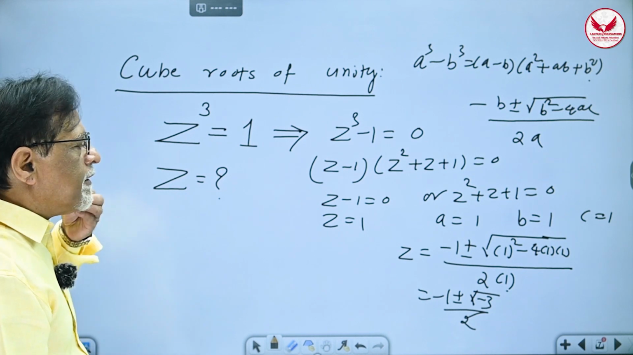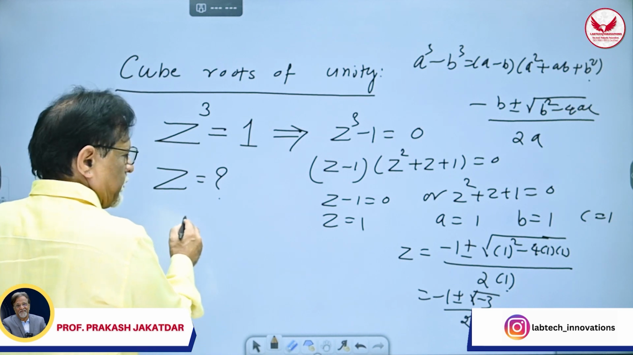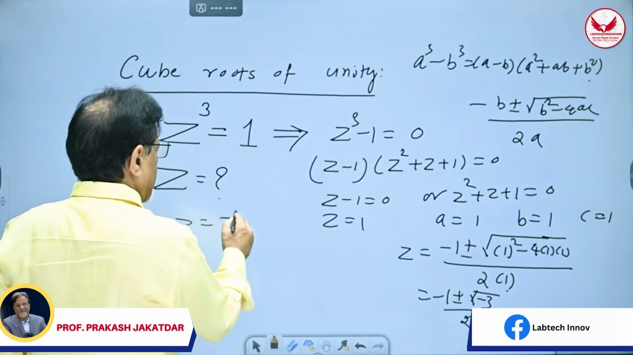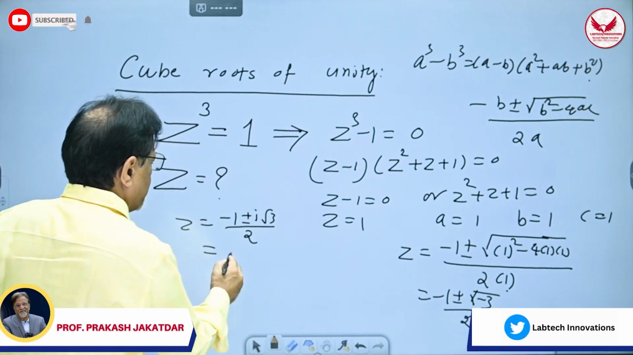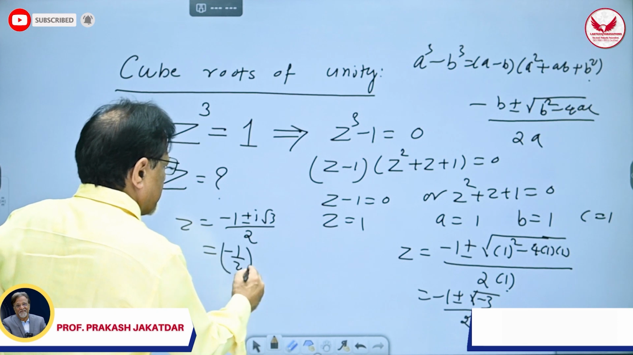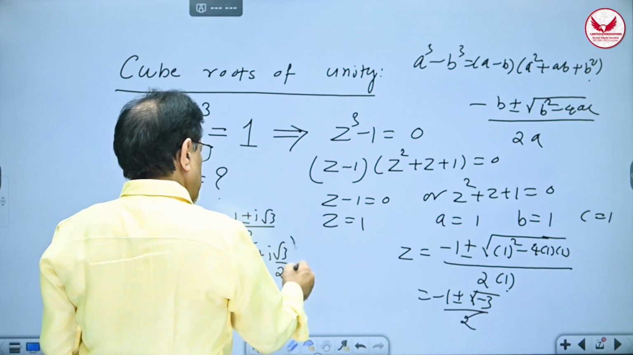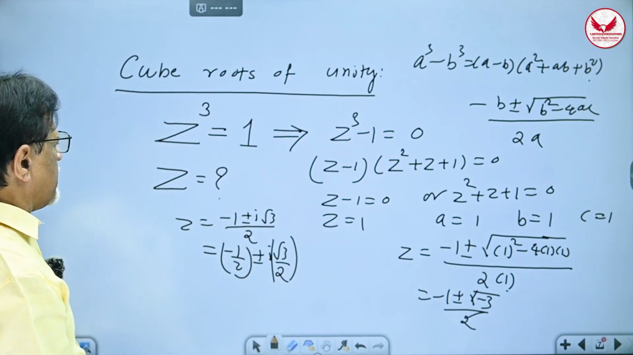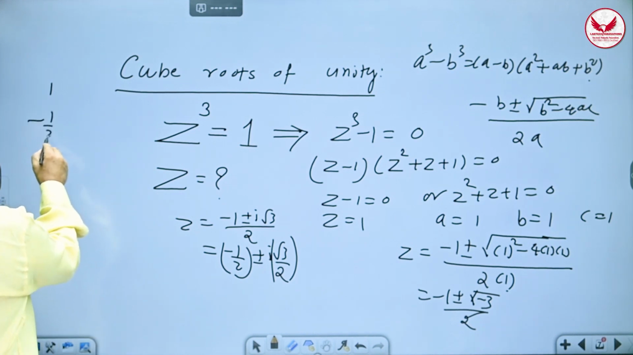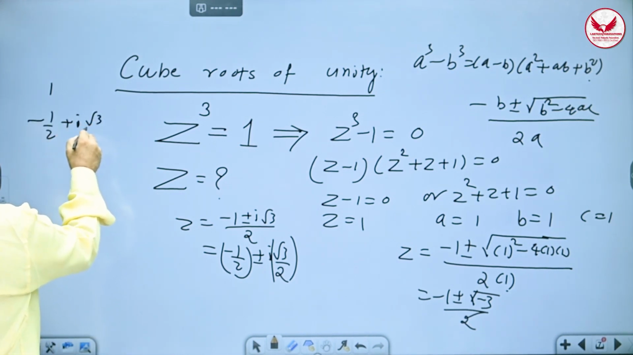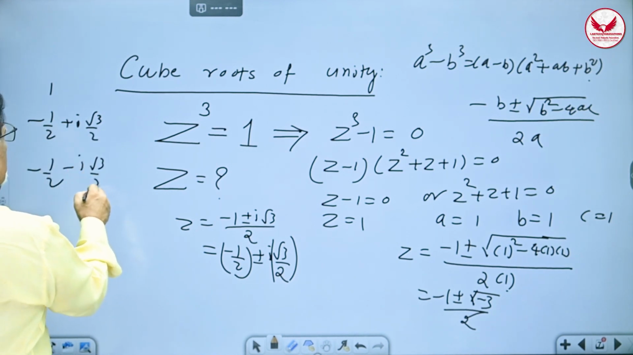Now that is very interesting. Root of minus 3, you know, can be written as i into root 3. So therefore, z is equal to minus 1 plus or minus i root 3 divided by 2. Or if you want to write real part and imaginary part separately, then minus half plus or minus i root 3 by 2. These are the complex cube roots of unity. Which are the three roots? First root is 1. Second root is minus half plus i root 3 by 2. And third root is minus half minus i root 3 by 2.